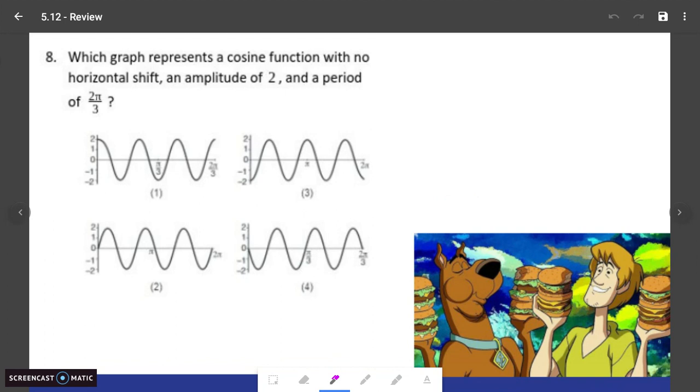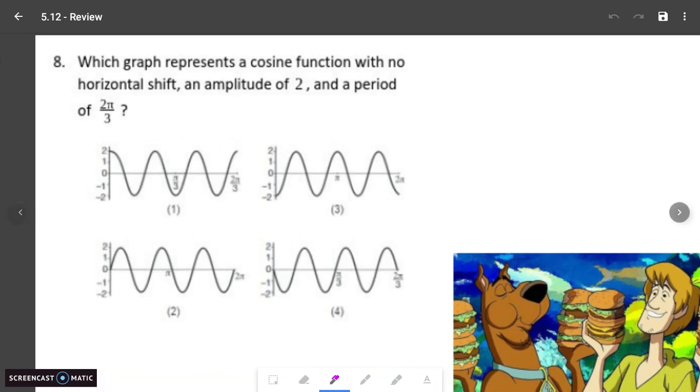Which graph represents a cosine function with no horizontal shift, an amplitude of 2, and a period of 2 pi over 3? Well, a couple of things to look for here. First thing I'm going to look at is the fact that it said cosine. So that means 2 and 4 are gone because cosine either starts above or below the midline. And in this case, the midline here is where they're starting. So those two are sine curves. So that can't be cosine.